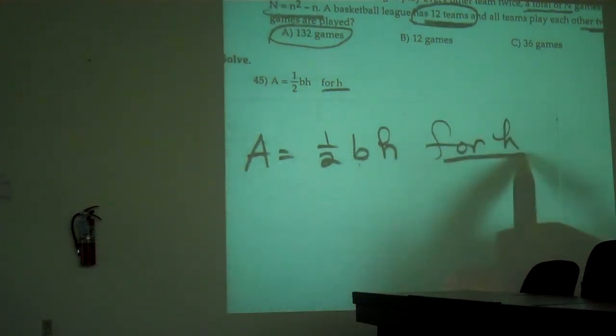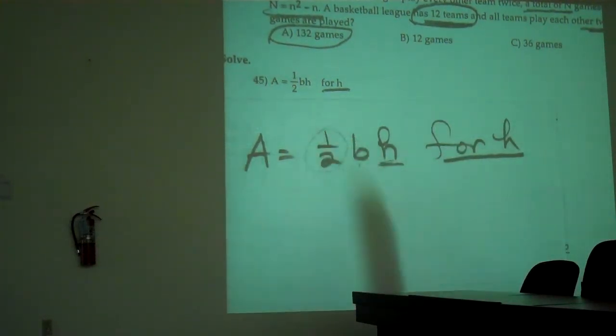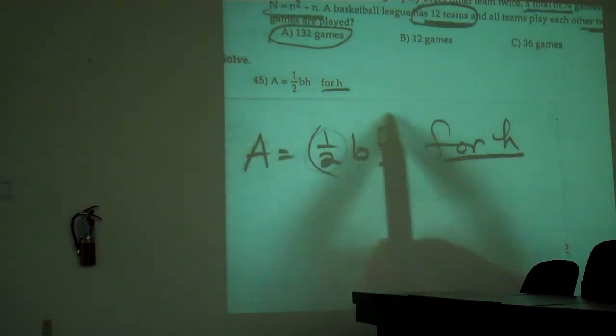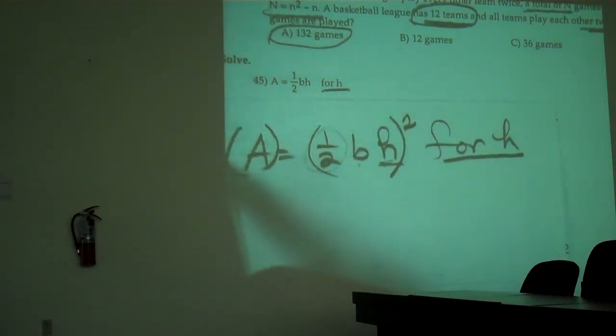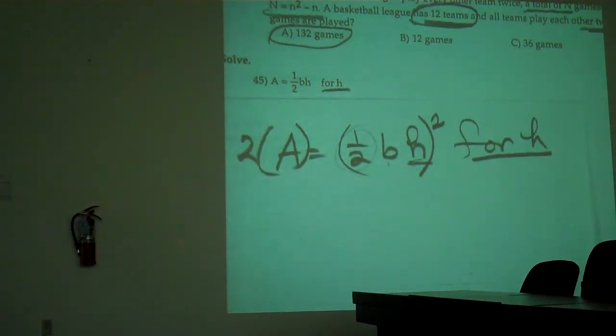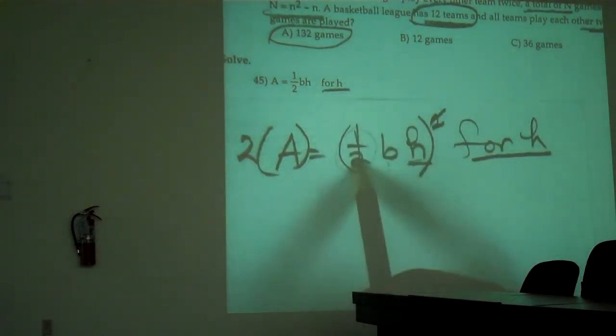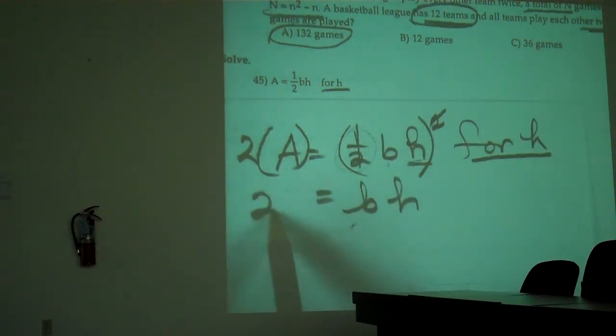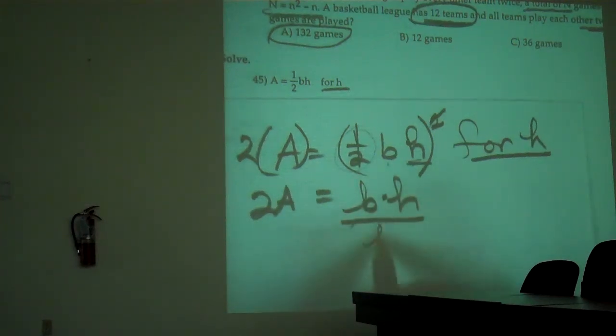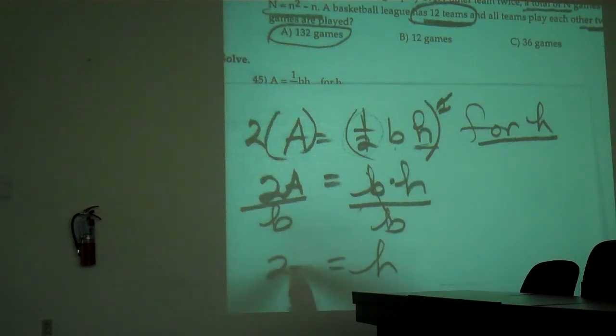Okay, solve for H. We want to get H alone. Let's get rid of that fraction first. How do you get rid of 1/2? Multiply by 2, or 2 over 1. Multiplying by the reciprocal, which is 2. So this gets rid of the 1/2. So you have BH left on this side. You have 2A on that side. How are we going to get H by itself? This is multiplied. Divided by B on both sides. So H is 2A over B.